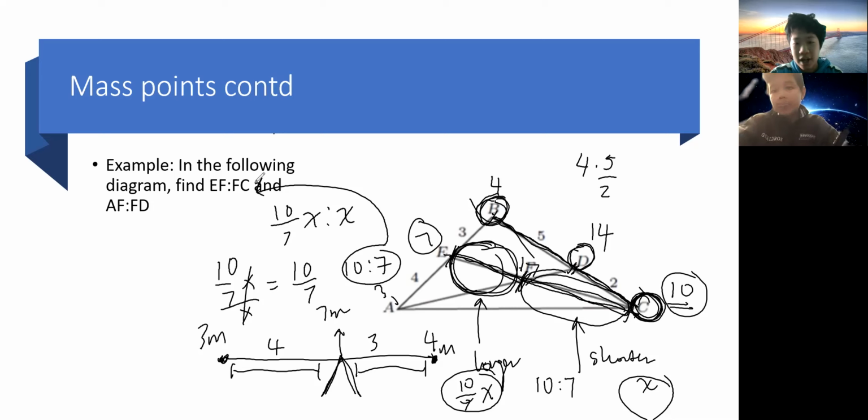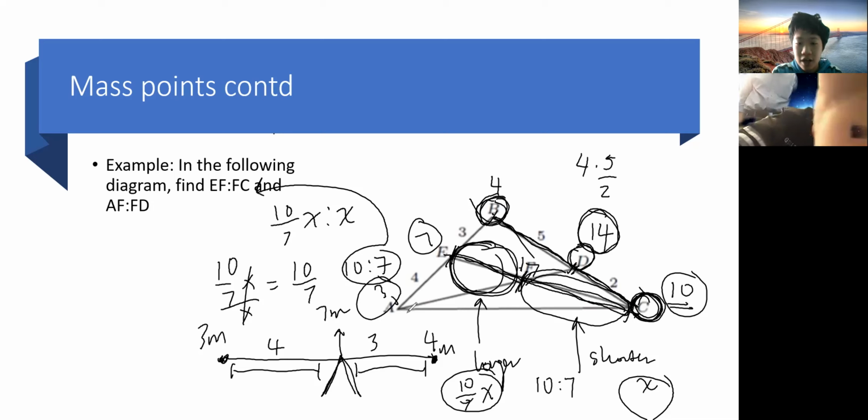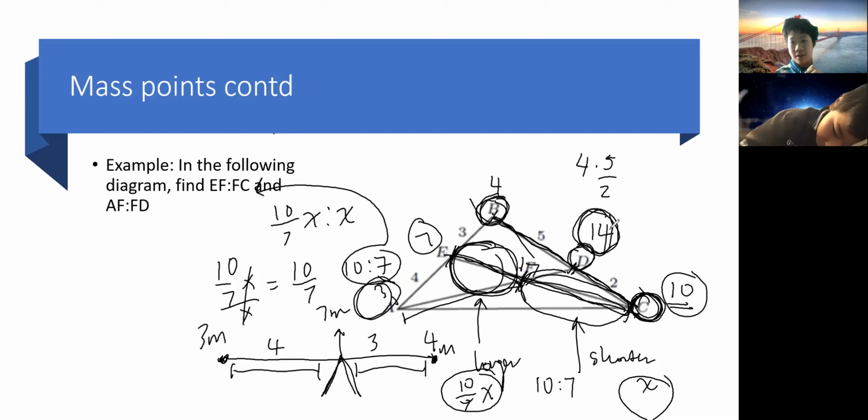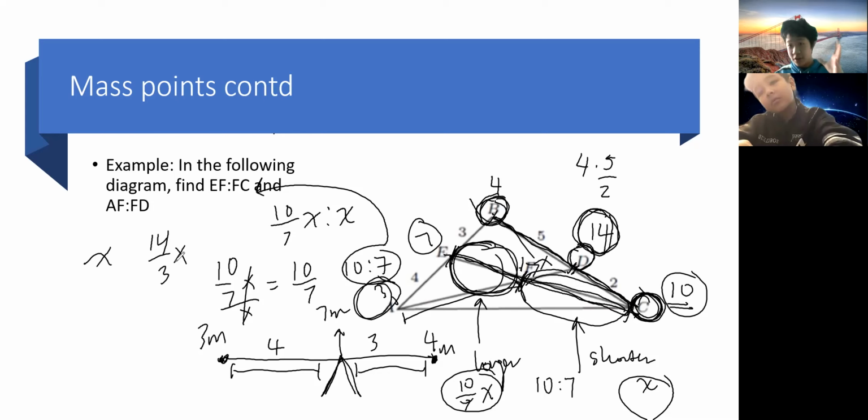Okay, so now we're going to have AF to FD. A has a mass of 3. D has a mass of 14. Obviously, AF has to be the longer one. DF has to be the shorter one, right? Because A is lighter than D. And what's the ratio between the lengths? The ratio between the masses, right? Because that's how you would balance it. So if the shorter one is x, then the longer one is 14 over 3x. The long one has to be 14 over 3 times longer to balance it.